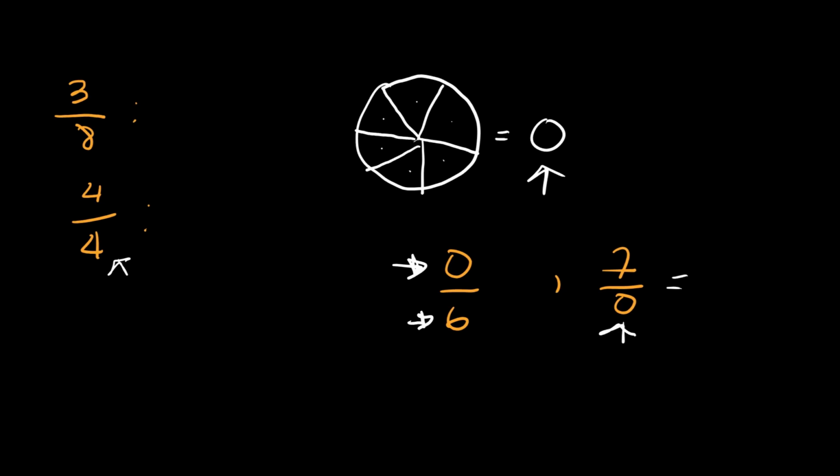So first of all, here it says 0. So how can I cut a pizza into 0 equal slices? That's quite impossible. But we have an answer. The answer is called undefined.